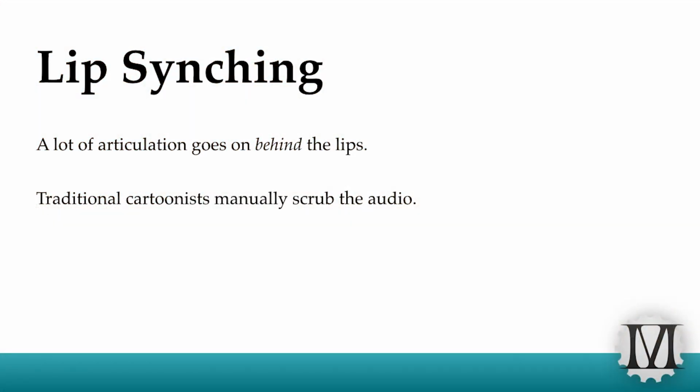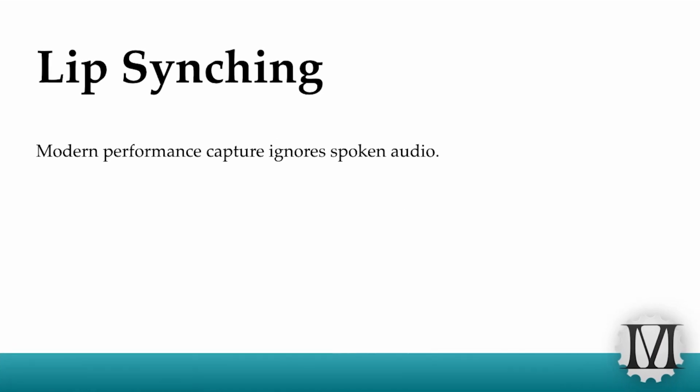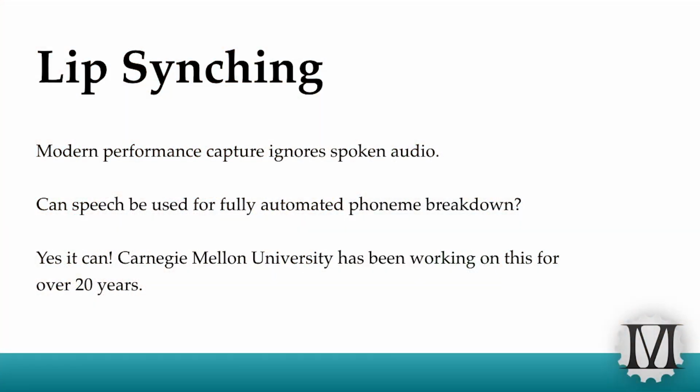So traditionally, cartoonists don't even look at a video of the performance. When they're doing 2D animation, they listen. They listen to the audio, and they break down the speech into its component parts. So I thought, well, is there a way to do that with the computer? I mentioned modern performance capture currently does not do this, but I wanted to do a fully automated phoneme breakdown of the speech into keyframes. And it totally turns out that this can be done.